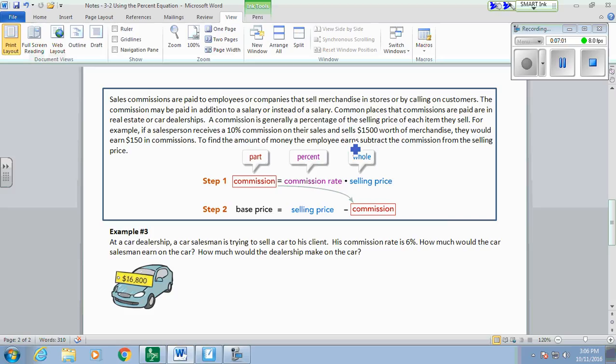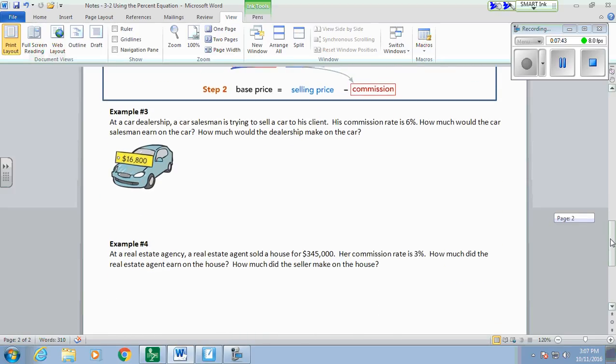To find the amount of money the employees earn, we're going to subtract the commission from the selling price. So this looks very similar to the one on the front, talking about part equals percent times whole again. But this time they're replacing the word part with commission and commission rate. So again, I want you to notice that the part is the commission, the percent is the commission rate. They're related to each other. So if they've given us the amount of commission, we're going to be looking for the whole, which is the selling price. Then to figure out the base price of something, we are going to take the base price, which equals the selling price minus the commission. I think that'll make more sense once we have an example, which we'll do in number 3.